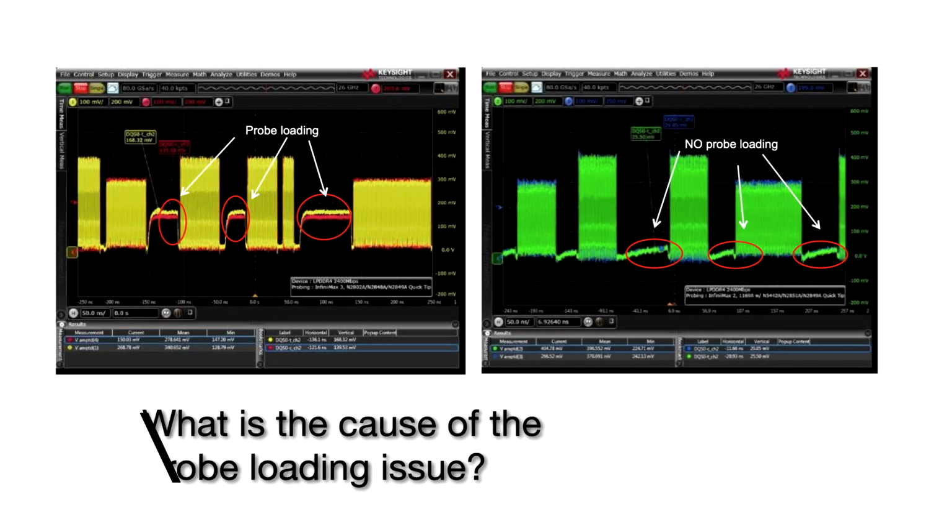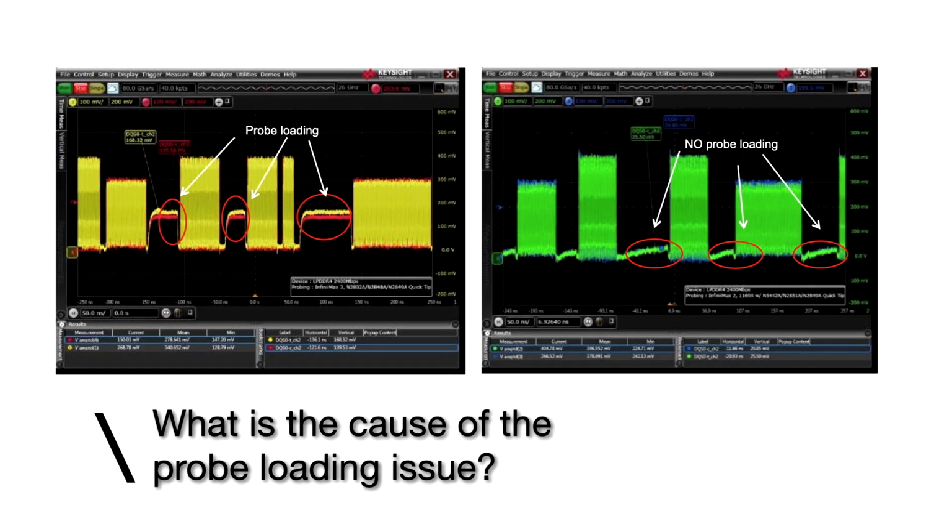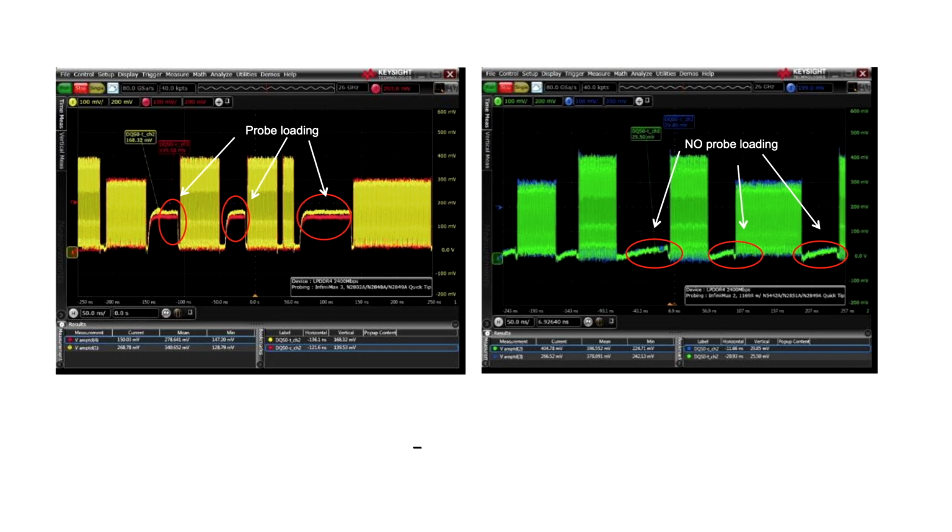This same LPDDR4 signal was measured on the same oscilloscope with two different probes, both with sufficient bandwidth. Why did one probe cause loading issues and the other did not?